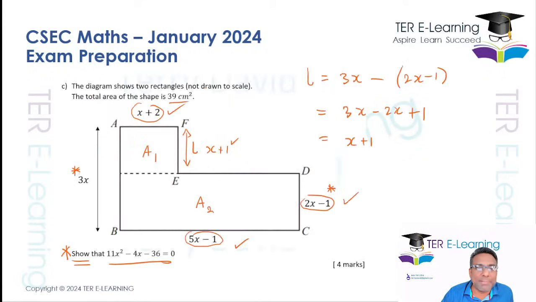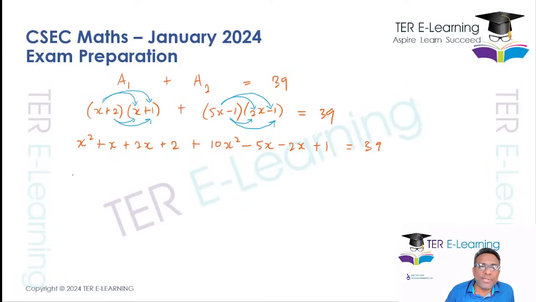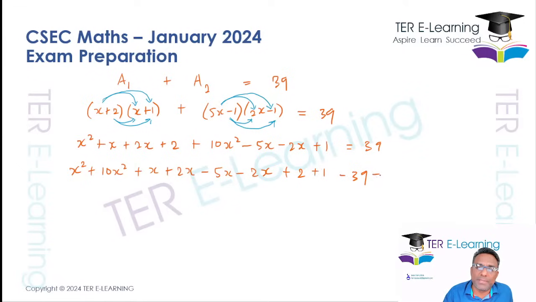Let's make sure we're on the right part. Okay, kind of looking okay so far. So, all I'm going to do is bring all my like terms together. So, I'm going to say x squared plus 10x squared, plus x plus 2x. What else do we have here? We have minus 5x, we have minus 2x. Then we have 2, we have plus 1. And then I'm going to bring across the 39 on this side.